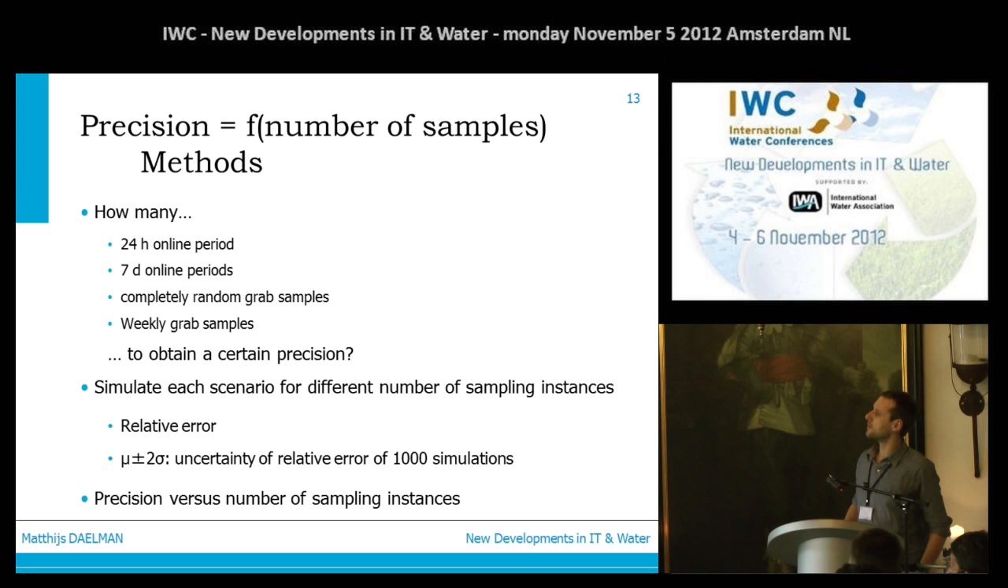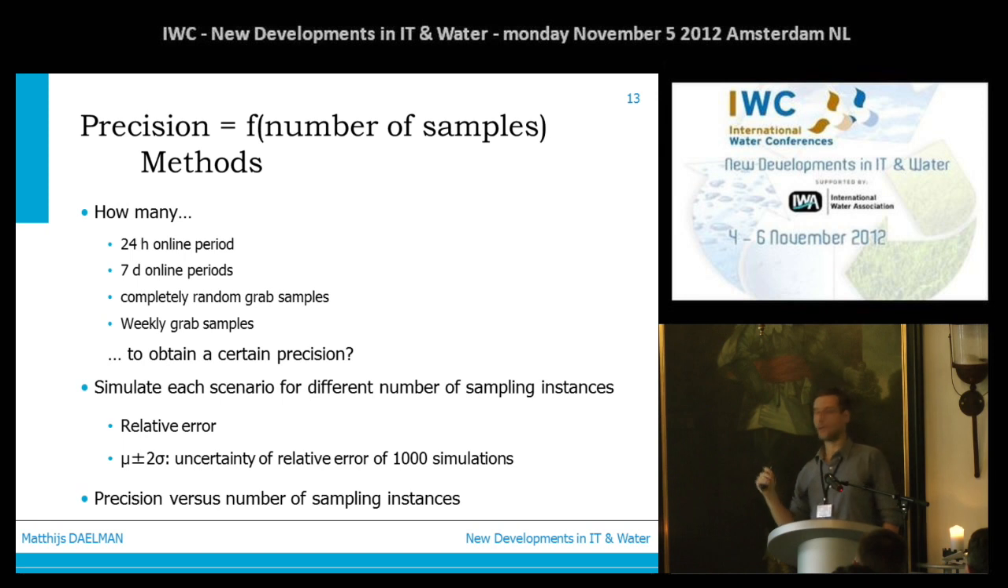So again, we simulated these scenarios by applying them to our own data set. For instance, if you take 20 random periods of 24-hour online of our own data set, you end up with a certain estimate. You can do that for 25 days as well, 30 days, and so on. And for each number of days, you can calculate the relative error.